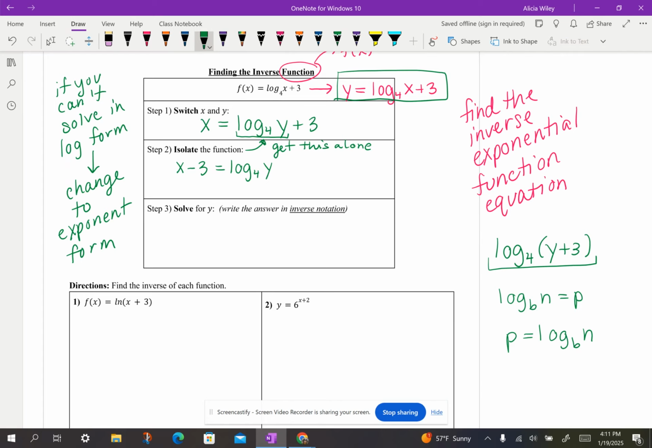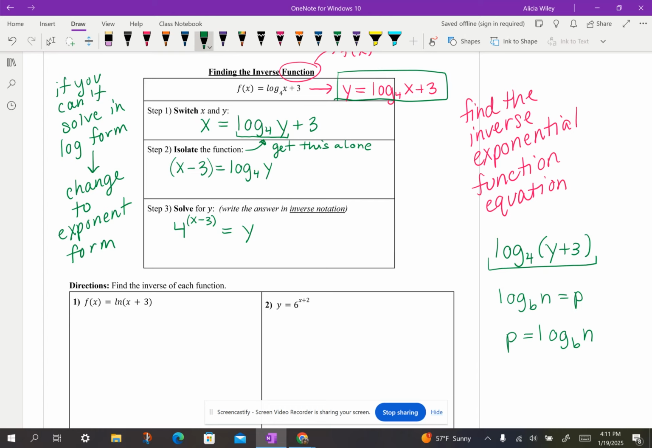So let's write the exponent form. What's the base? Well, the base is 4. What's the power? Well, logs equal powers. The power is this whole entire thing, x minus 3. You can put that in a parenthesis if you want. And then we have equals the number, and that would be y. And if you look, y is now by itself.